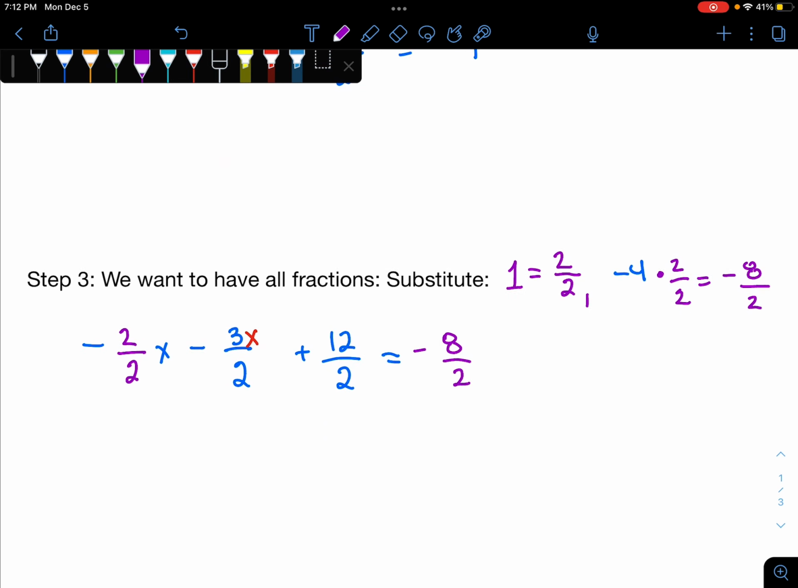Okay? So now, the reason why we can take out all those 2's is because if we multiply everything by 2, all of these 2 will cancel out. Okay? So we can just get rid of these 2's. And we're left with negative 2x minus 3x plus 12 equals negative 8.